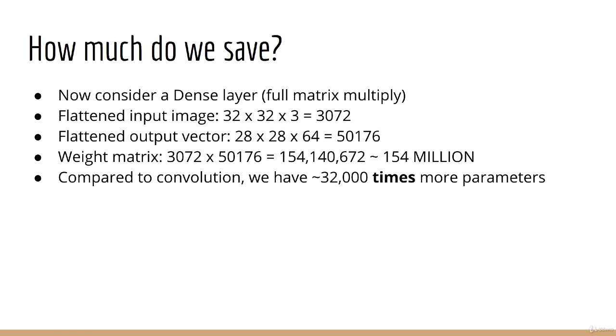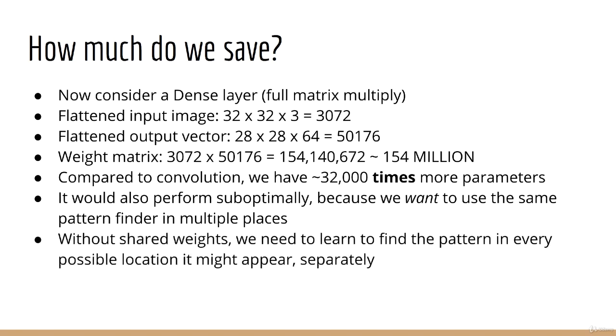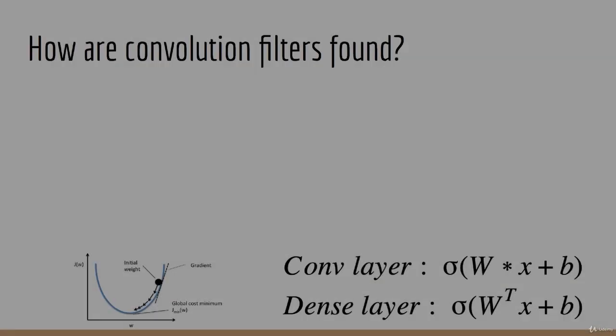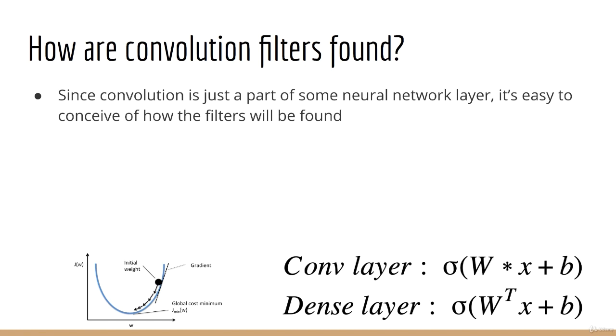As you can imagine, this would require a huge amount of RAM and a huge amount of compute. It would take longer and would perform suboptimally because, as we stated earlier, convolution is a pattern finder. We use the same filter to find the same pattern in multiple places. Without shared weights, every weight needs to learn the pattern at every location the pattern could appear, which is suboptimal. This would be bad for generalization. Using this concept of convolution just being a part of a neural network layer, it's easy to see how we are going to find these convolution filters through the process of training.